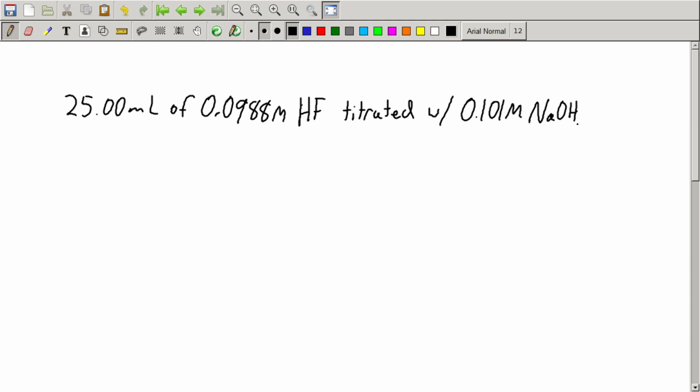Okay, so what's different about this titration versus the last one? What do we see that's different? Is this the same kind of titration? Are we still doing a strong acid, strong base titration? No. What is it now? Weak acid, strong base. Okay. So that's different.